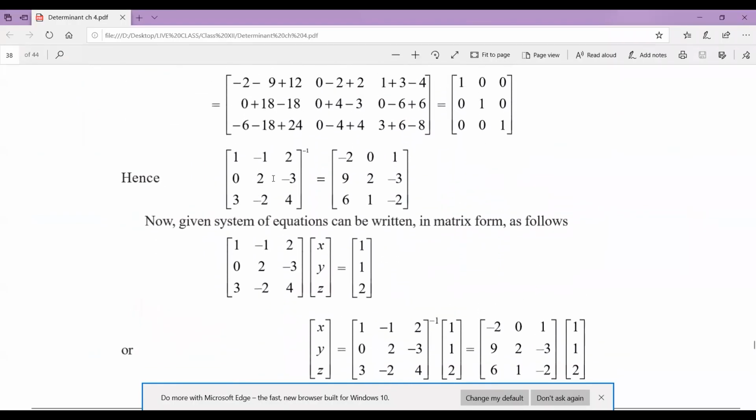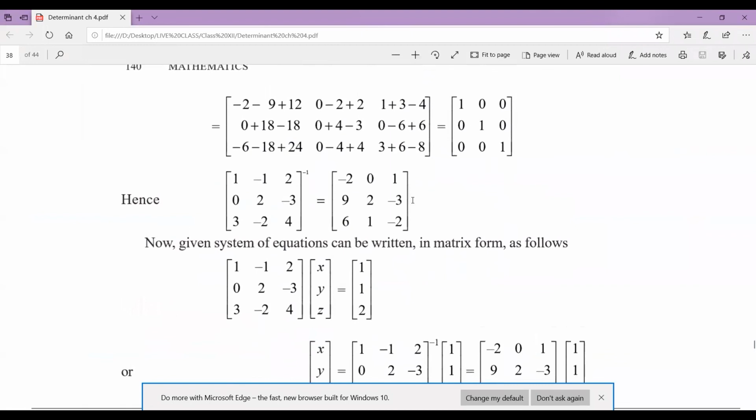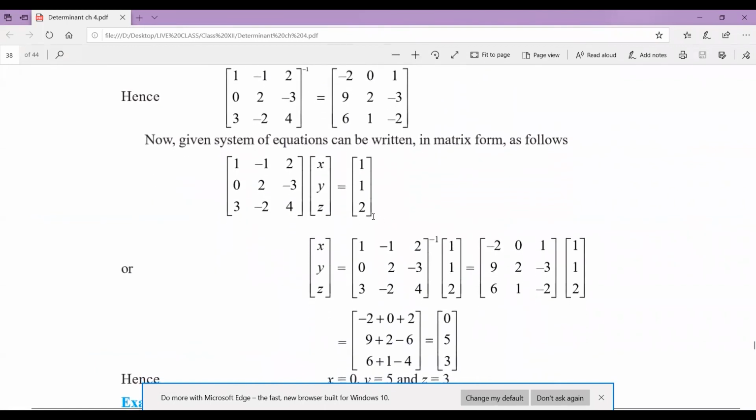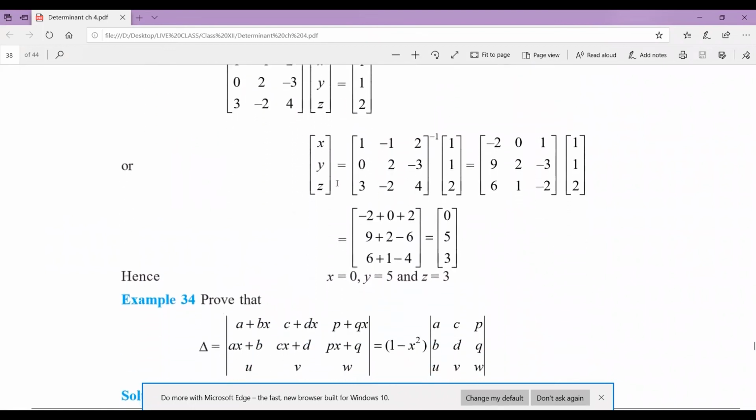You can see it has directly considered that this is our inverse matrix. This is our given matrix, so we consider it as an inverse matrix. So now we just have to multiply A inverse into B, and that will give us the values of X, Y, and Z.